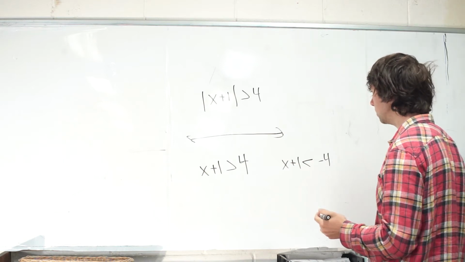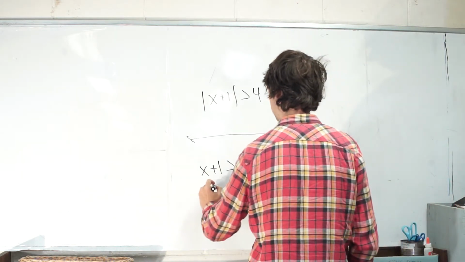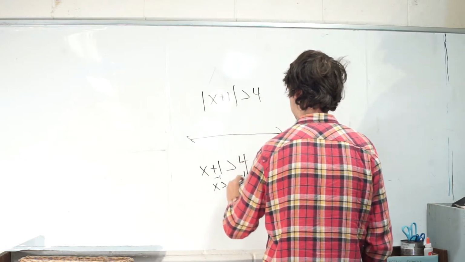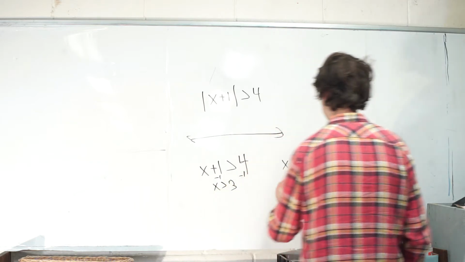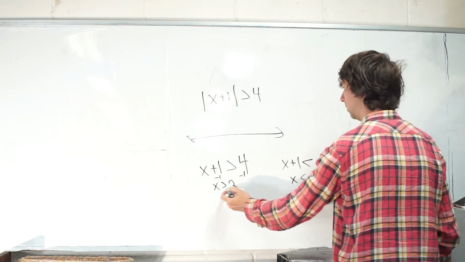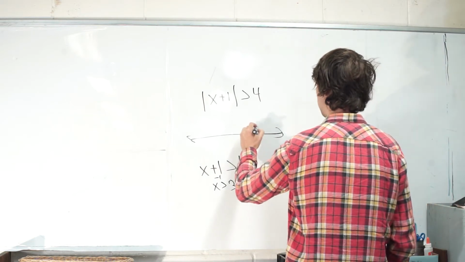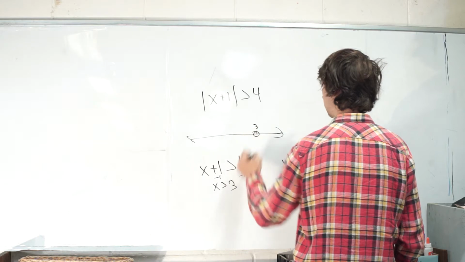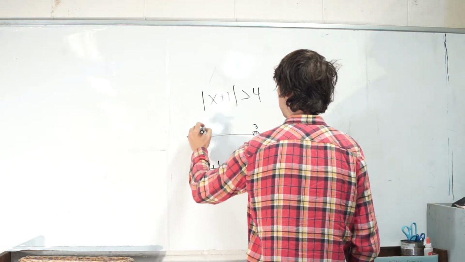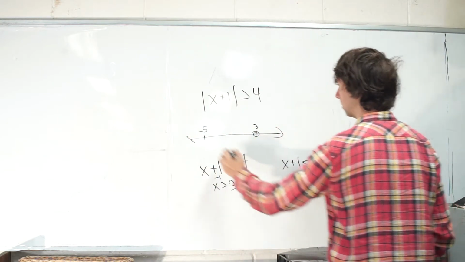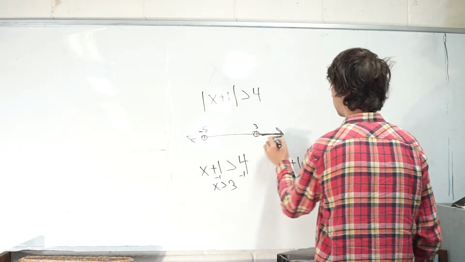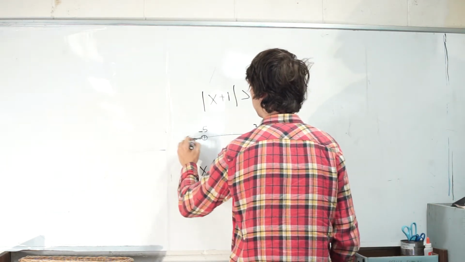Okay. So graphically, this is pretty easy. I'm just going to solve for x, so it's a little easier to see. It's just like we expected. There's going to be a point here at 3, and it's an open circle because it's greater than, and a point here at -5, and that's also an open circle because it's less than. And anything bigger than 3 is a solution, and anything less than -5 is a solution.